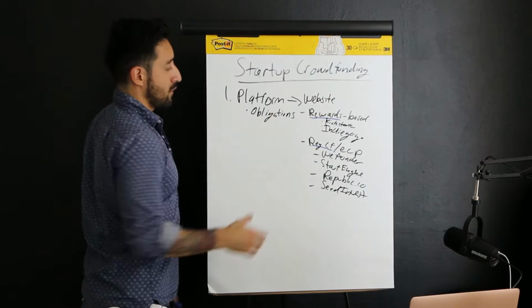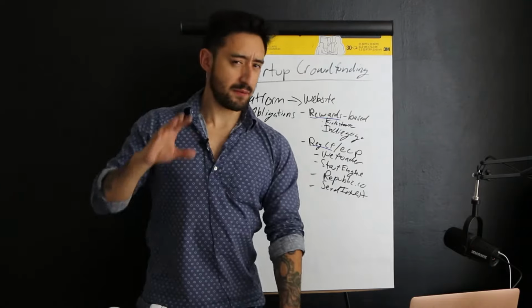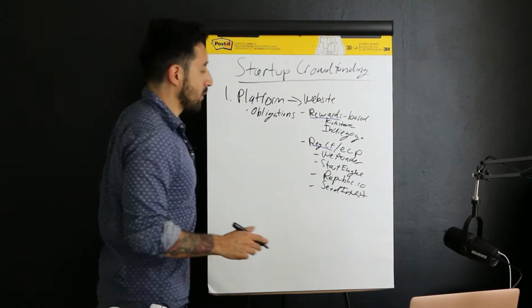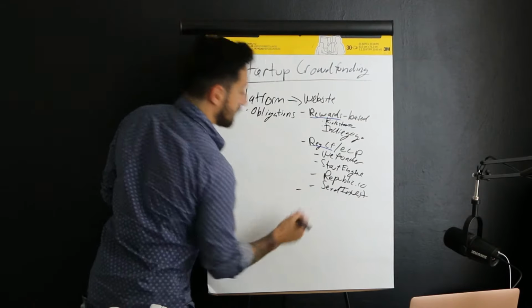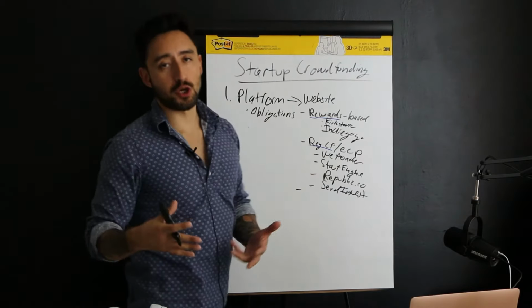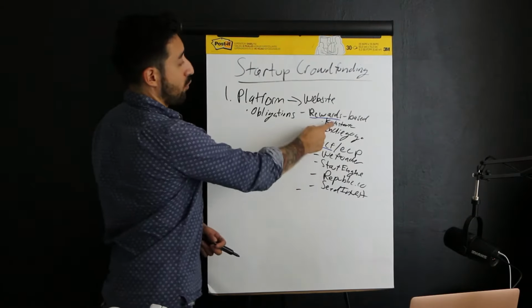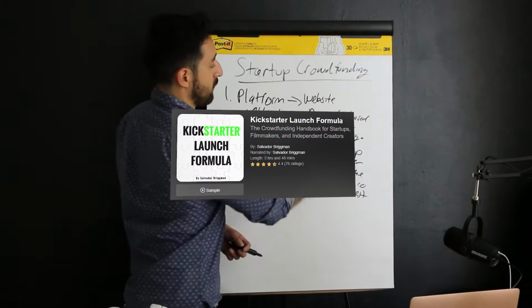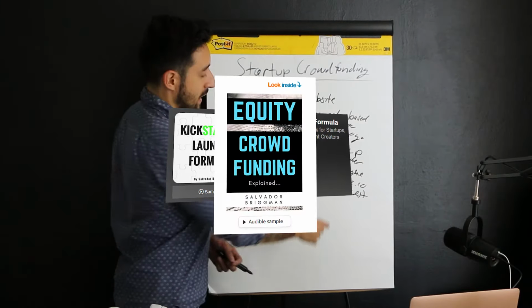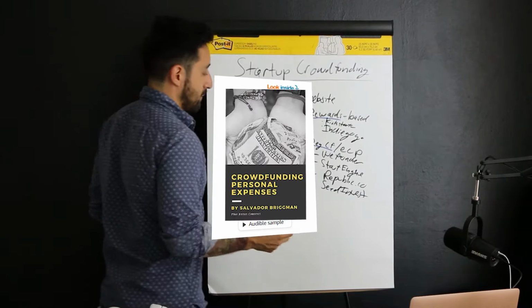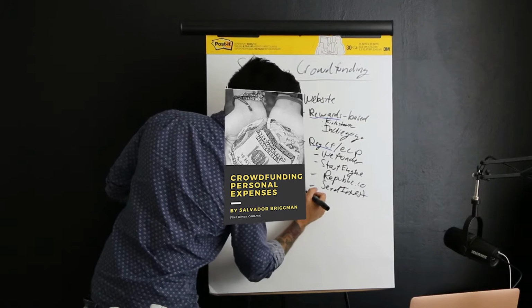So the third one, I'm just going to gloss over, because I think most people don't even fall into that category. It would be something more along the lines of what we call charitable or donation crowdfunding. I've also written a book on rewards-based crowdfunding called The Kickstarter Launch Formula, a book called Equity Crowdfunding Explained, and a book on crowdfunding personal expenses. So this is usually what I call charity.